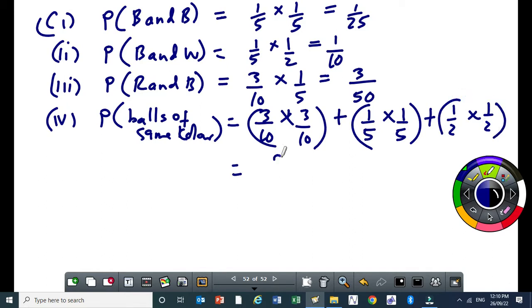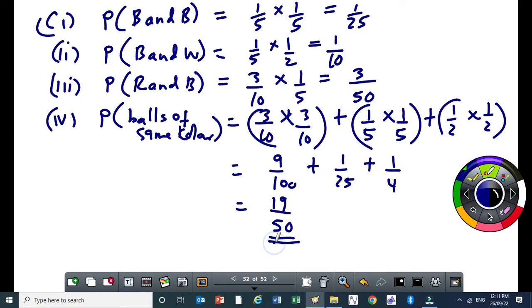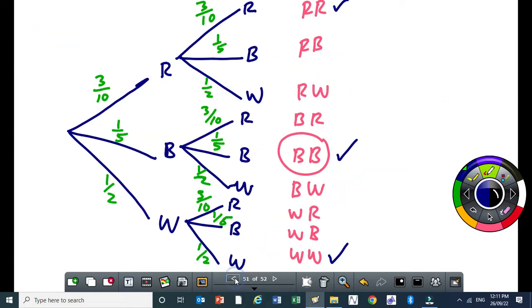So if you simplify, you get 9 over 100 plus 1 over 25 plus 1/4. If you add those three, what answer will you get? It's 19 over 50. Okay, then the last one is a little bit tricky now.